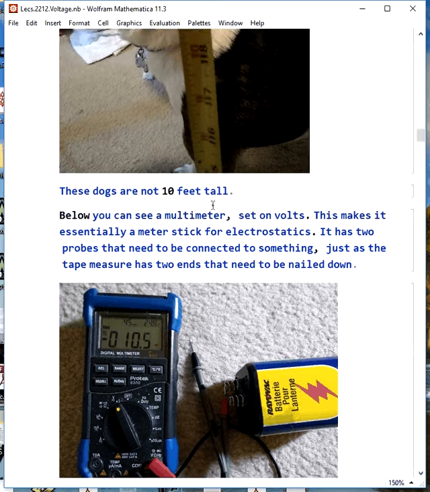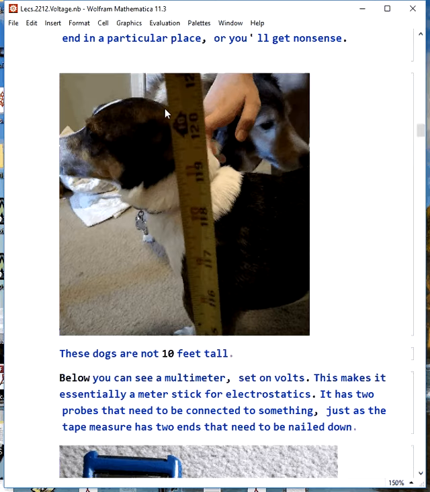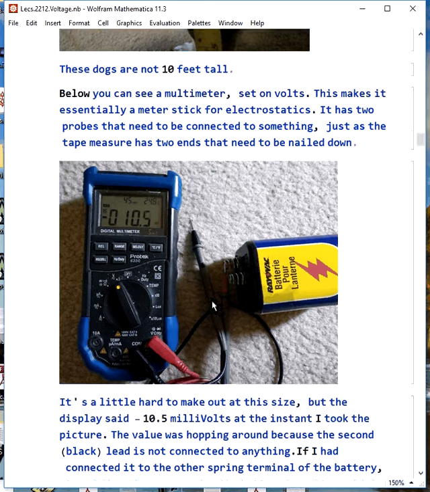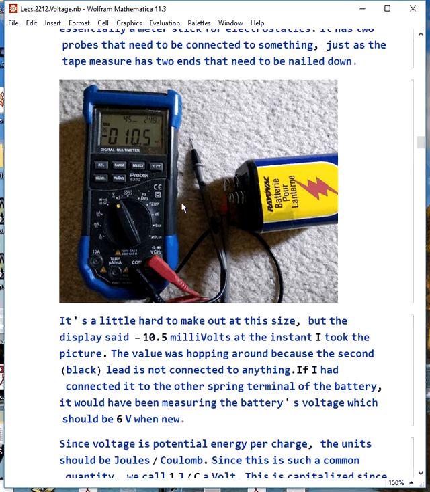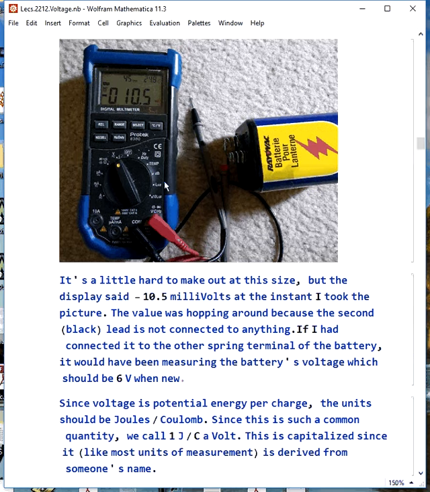So this is the same idea as this. Your display, or what the tape measure says here, is garbage. It doesn't mean anything. Now, if I connected that black lead to the battery's other spring terminal, we would have gotten something around 6 volts. We would really be measuring something instead of just this nonsense value.